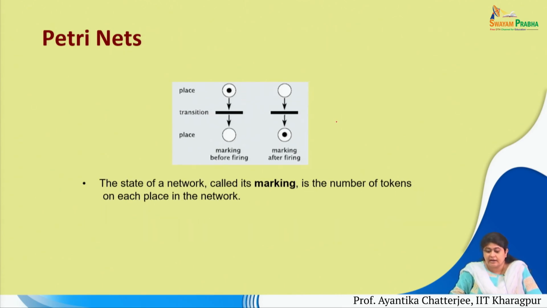Okay. And this is called the marking. The state of the network, called its marking, is the number of tokens present in each place. Maybe it is an input place, maybe in some scenario it is an output place, and maybe this output place is acting as the input to some next level transition. So, this is called the state of the network, and this is called the marking of the network. Okay.